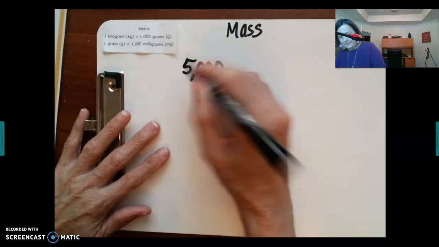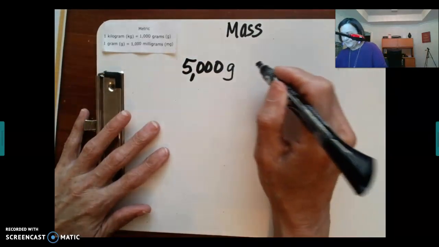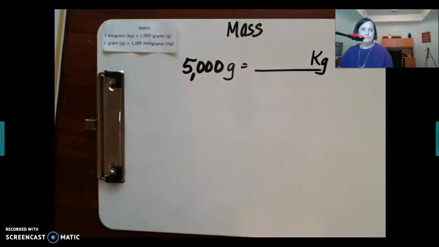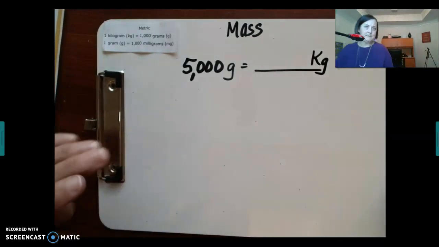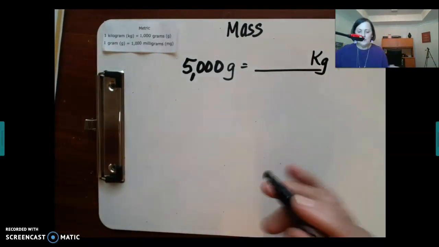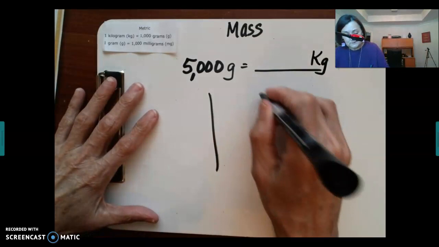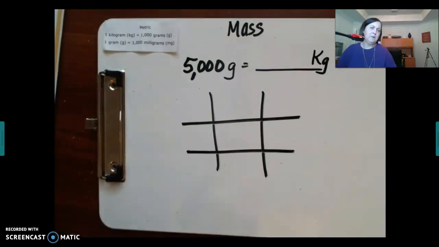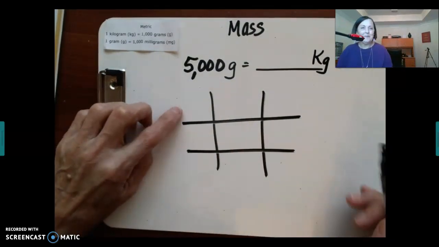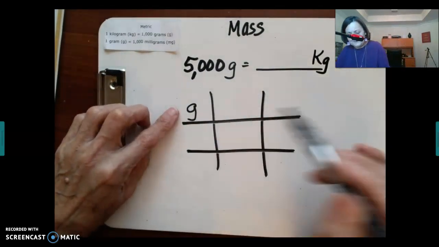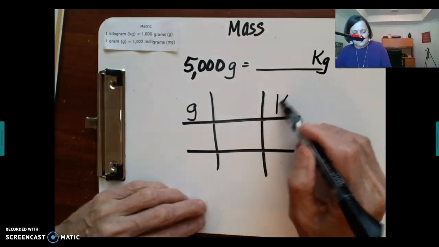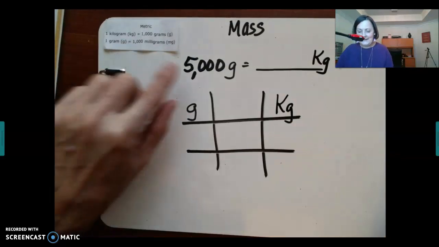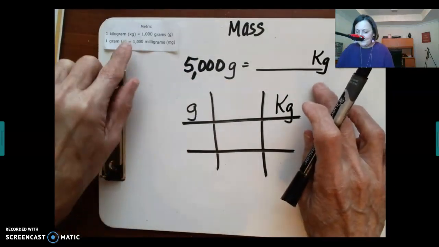5,000 grams. And we want to figure out how many kilograms are equivalent to 5,000 grams. Okay? So what are we going to create first? Tic-tac-toe, 3 in a row. Or here we go, right? Okay, remember we're going to label this grams. And then we're going to label this our kilograms. Okay? And we're going to look to see if we can find grams and kilograms over here.